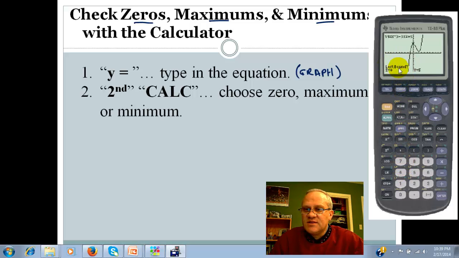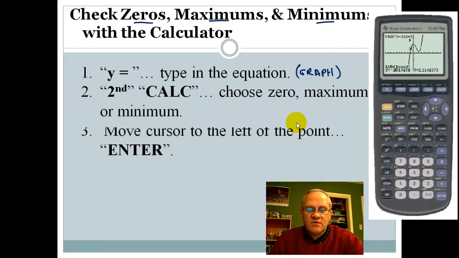Now here's what it'll say. It'll say left bound. Okay, so using your arrows here, see the little blinking thing here? Just move it to the left, somewhere to the left of your maximum, right in here somewhere. Just somewhere to the left of that, and hit enter. Which, by the way, let me jump back over here. That's what I just said. Move the cursor to the left of the point, hit enter, which we did.